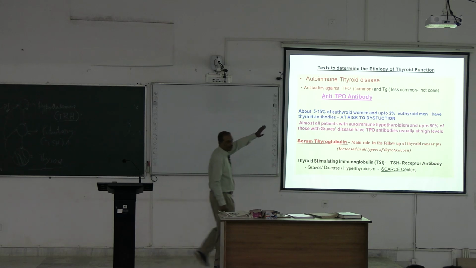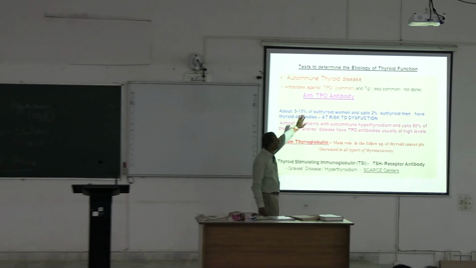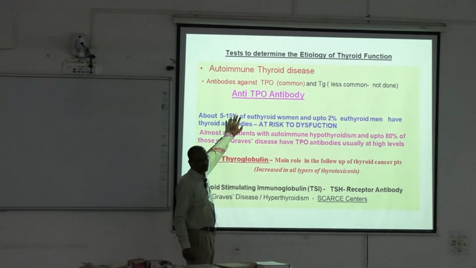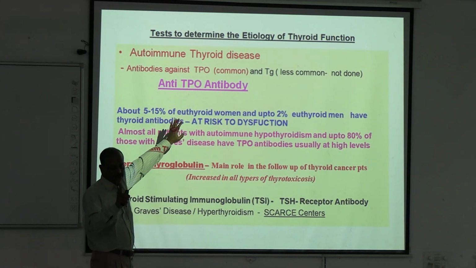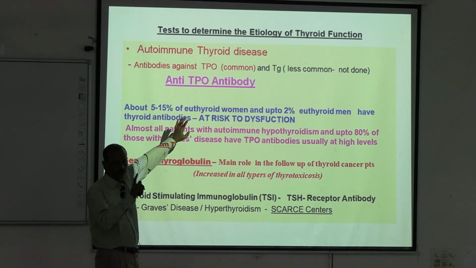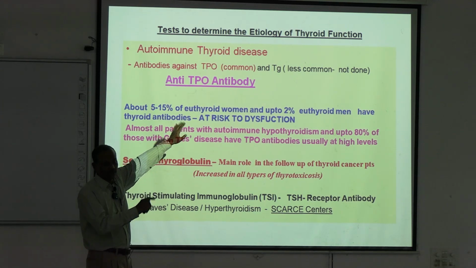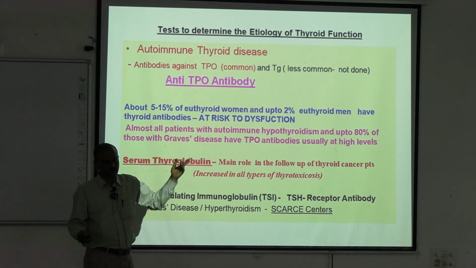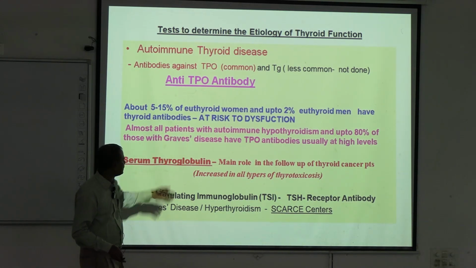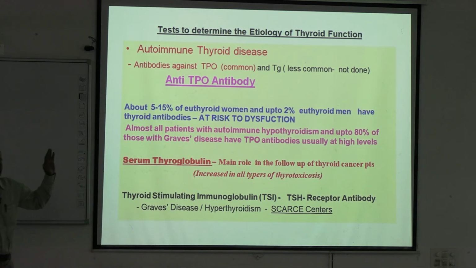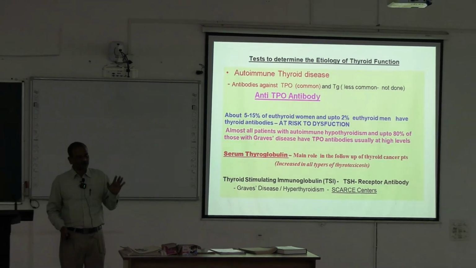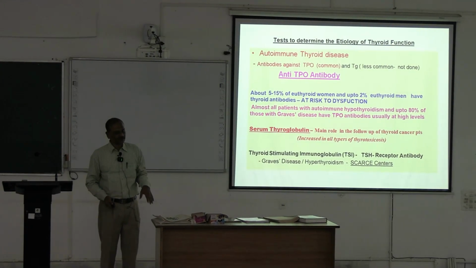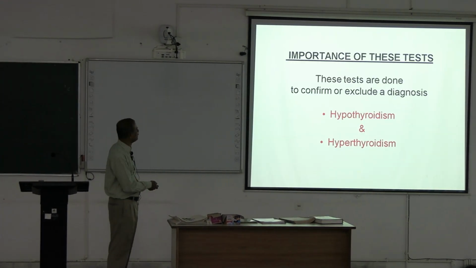Anti-TPO antibody: in all cases of hypothyroidism, you will get an anti-TPO antibody done, to see whether immunological factors are responsible or not. Usually you will get an antibody, because the thyroid peroxidase is not able to function because of that. Serum thyroglobulin is done to monitor patients suffering from thyroid cancer, not done normally.